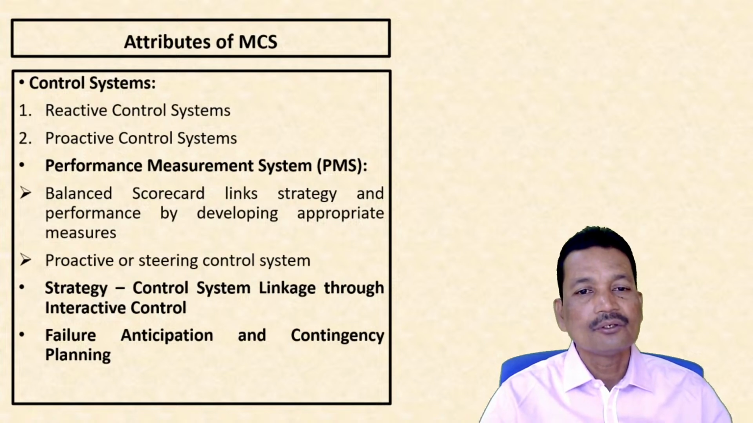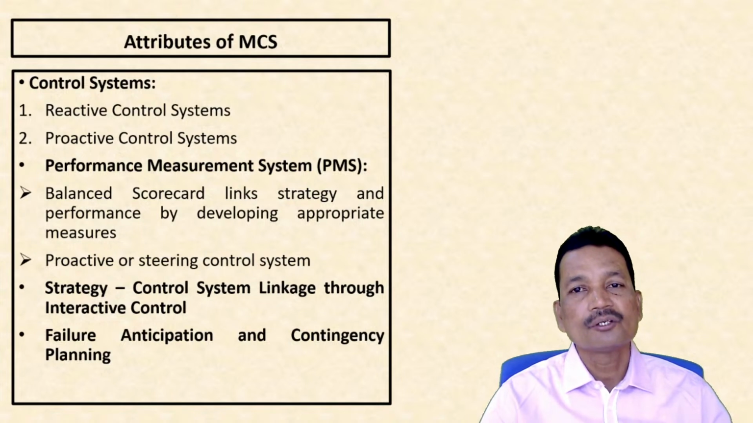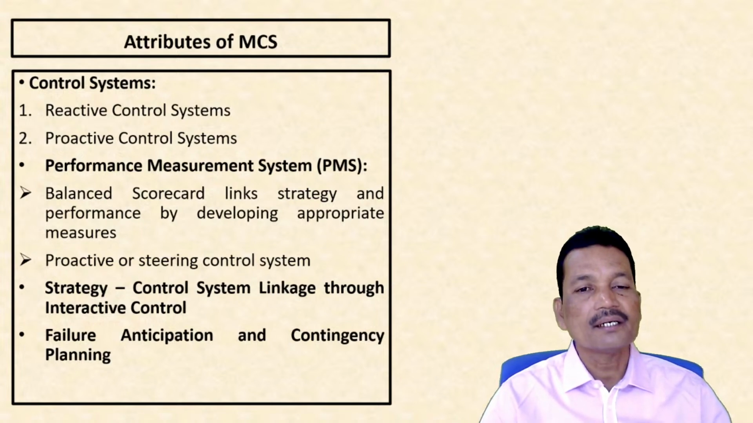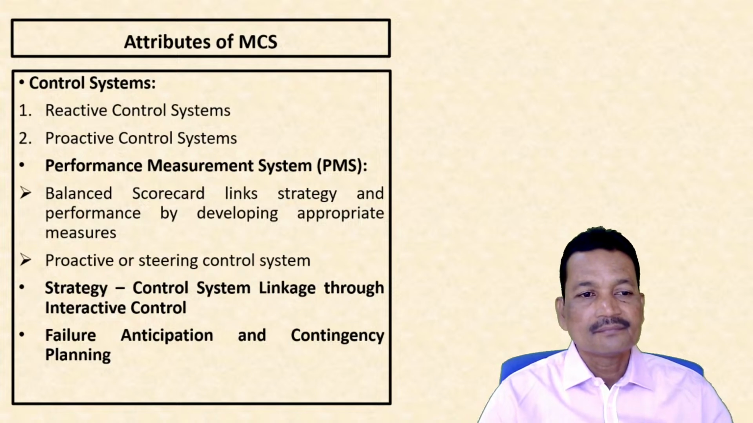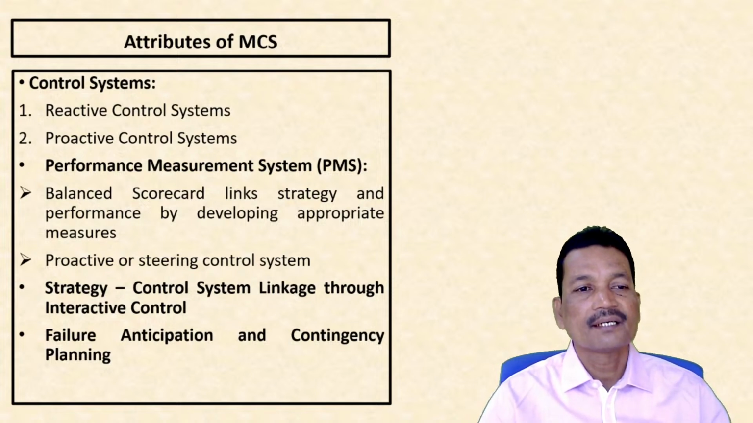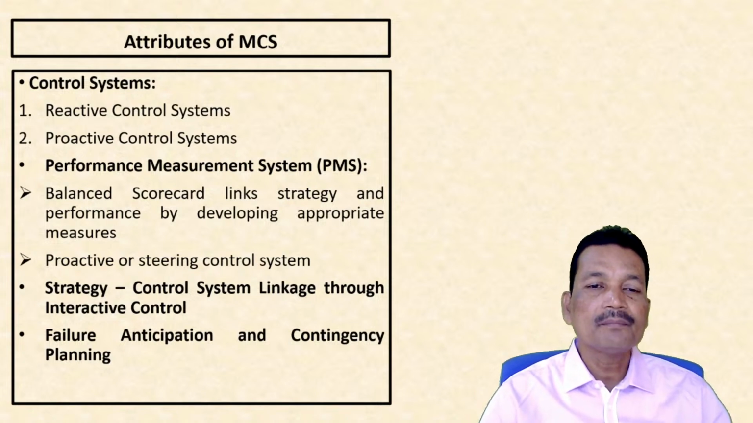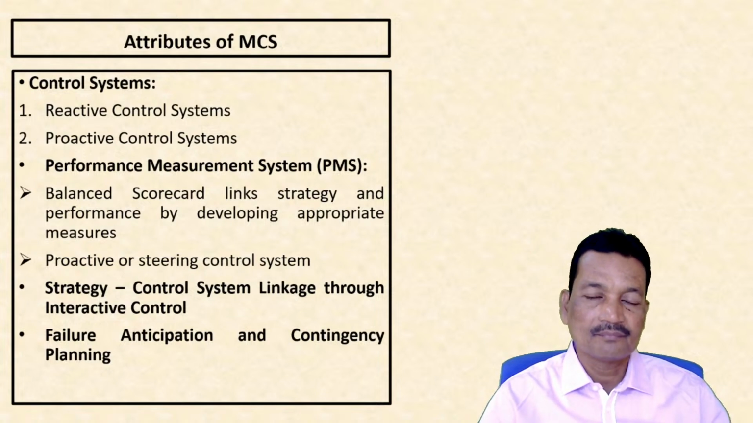Now, these measures have to be developed according to the kind of task, according to the situation. So we say the balanced scorecard links strategy and performance by developing appropriate measures. Now, this performance measurement system is proactive, or we also call it a steering control system.